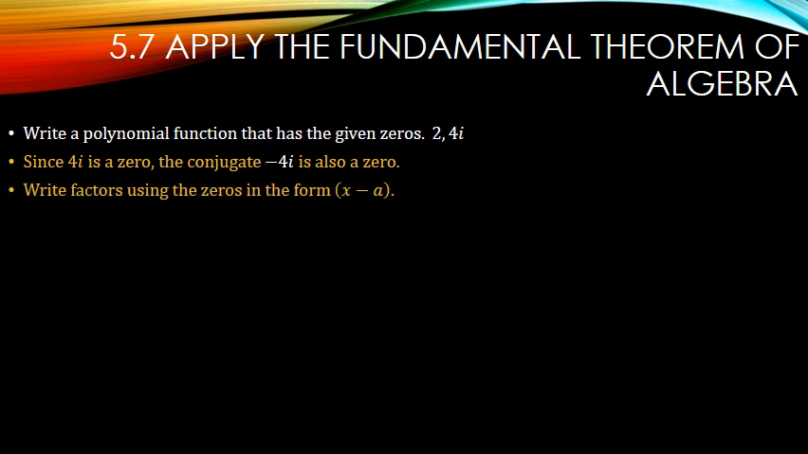The factors are in the form x minus a. Consider if we were solving and we had x minus a, we would go x minus a equals 0, and then x equals a. So now we're going backwards. So it's x minus each of our zeros. So it's x minus 2, x minus 4i, and x minus a negative 4i, or x plus 4i. Need to multiply these together. It's going to be easiest if we multiply the complex conjugates first.